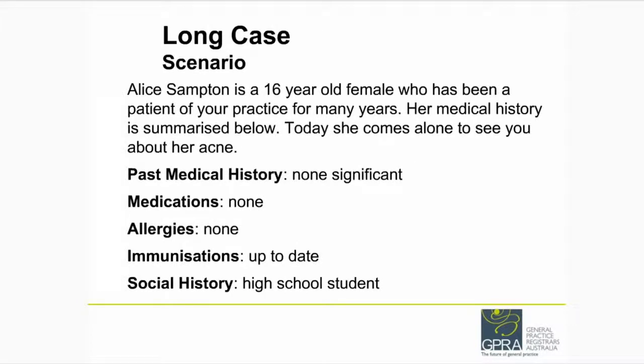And today's long case is Alice, who's a 16-year-old female who's been a patient at the practice for many years. Her medical history will be summarised shortly, and today she's come to see you on her own to discuss her acne. She's got no significant past medical history, she's on no medications, she's got no allergies, her immunisations are up to date, and she's a high school student. So we can start the timer over. Starting now.